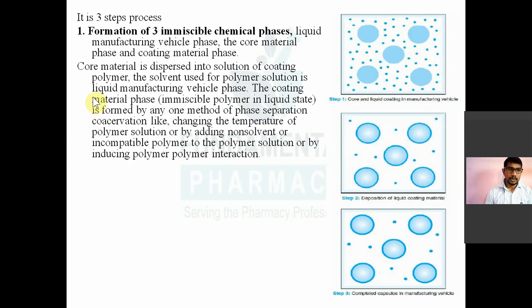So core material, you have to disperse the core material into solution of coating containing polymer. जो आपने solution polymer का बनाया उसमें core material डाल दो. Now the solvent used for polymer solution to make the solution of polymer, whatever solvent was used, that solvent is known as a liquid manufacturing vehicle phase. Okay. Now the coating material phase.